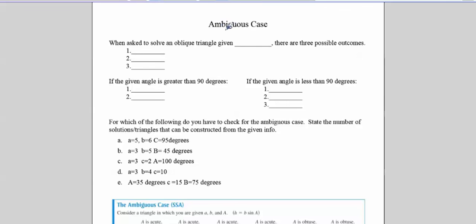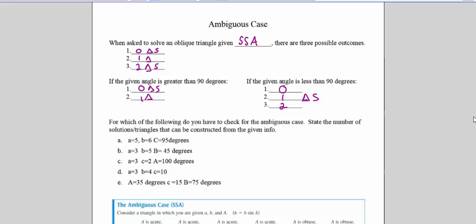Alright, so if you're asked to solve an oblique triangle and you're given the side and the angle, then there are three possible outcomes. You could have no triangles at all, you could have one triangle, or you could have two triangles. If they give you an angle that is obtuse, that is greater than 90 degrees, then your choices are only 0 triangles or 1 triangle. But if the given angle is less than 90 degrees, that's when you could have all three cases: 0, 1, or 2 triangles.